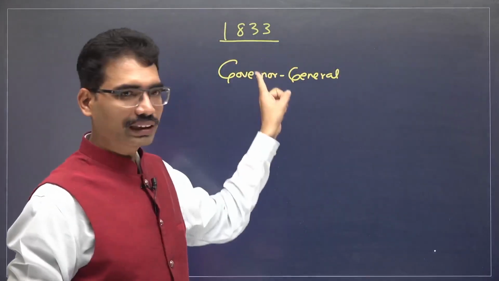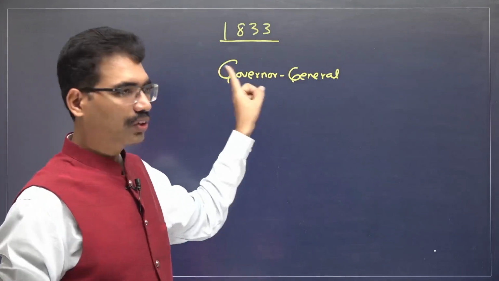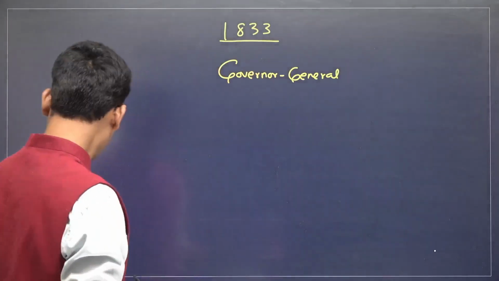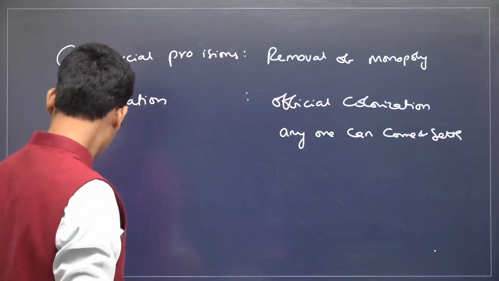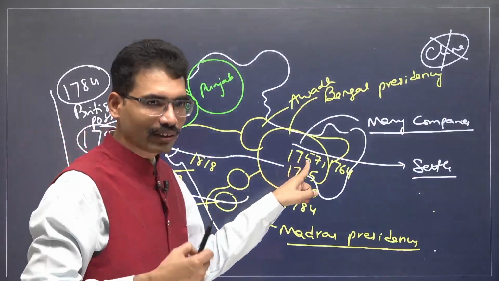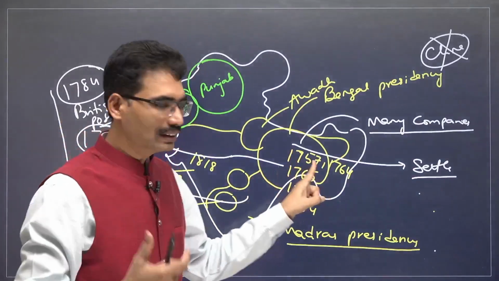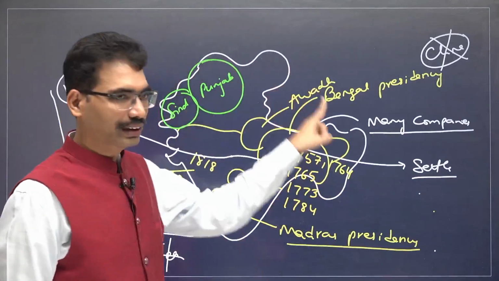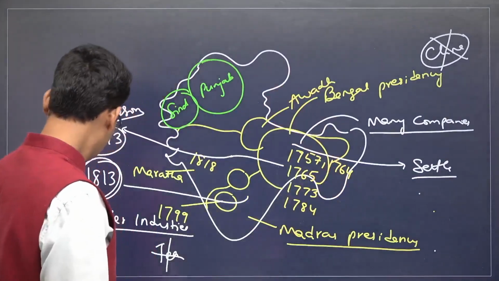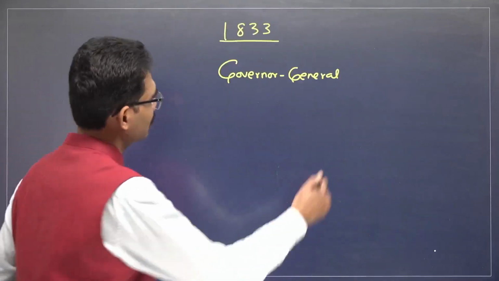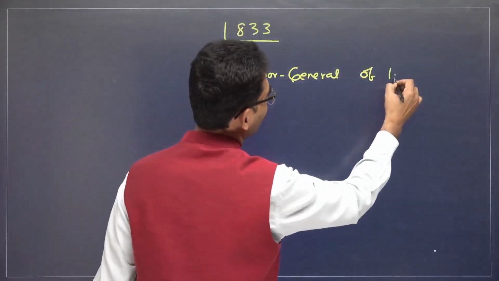Now in 1833, they are not going to call it Governor General of Fort William. It is Governor General of entire India. You see the distinction. Governor General of India.